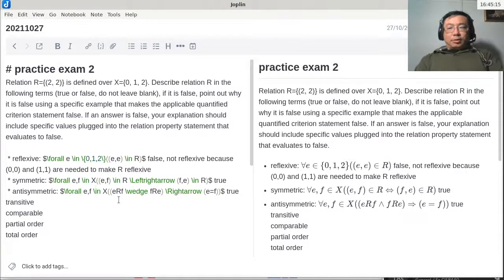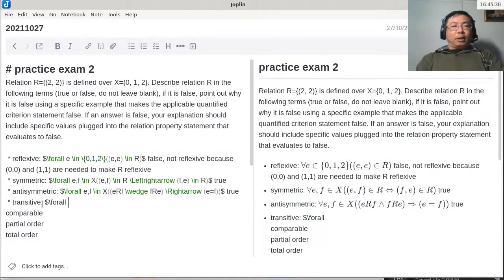All right. So this one is rather easy. Let's look at transitive. Transitive looks a little bit complicated when we look at the definition, but the concept is not really that much more complicated. But this time we need three universally quantified variables. So we have E, F, and G in X.